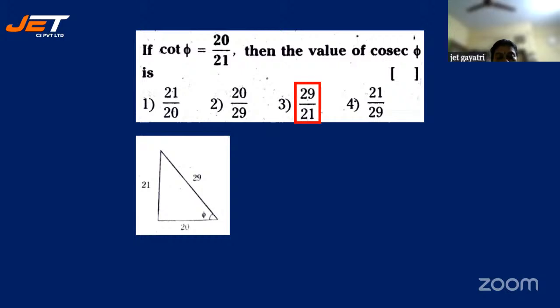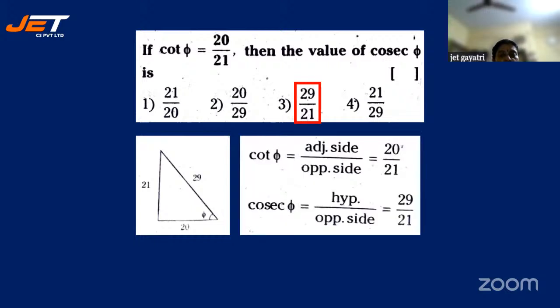So now how do you find out your hypotenuse? Adjacent side the whole square plus opposite side the whole square would give you the hypotenuse, isn't it? So you will get 29. Now what is it we want? We want the value of cosecant theta.